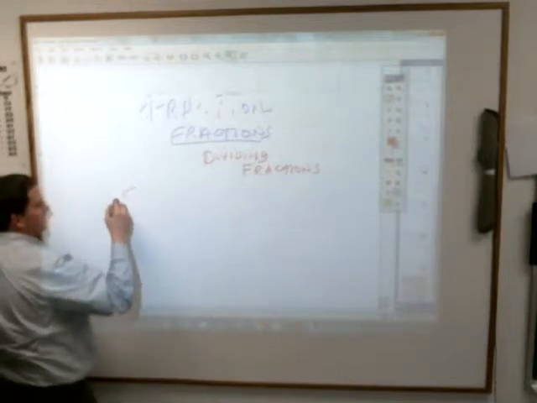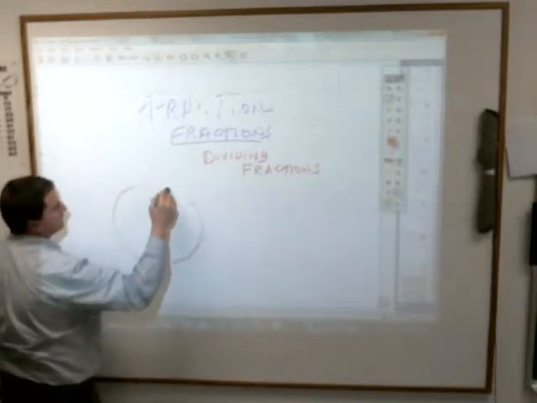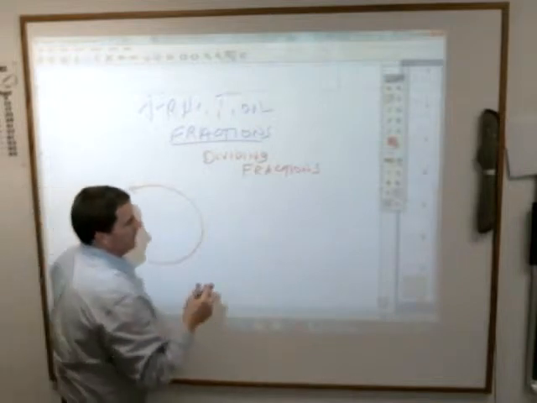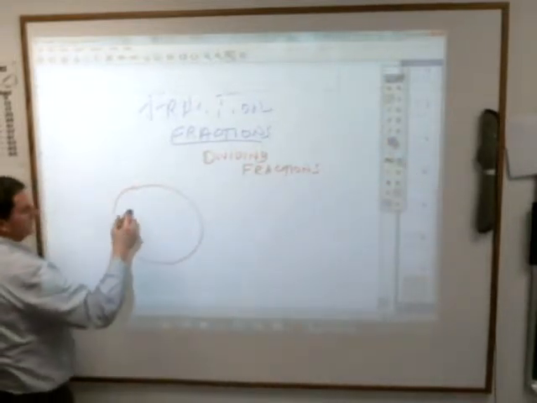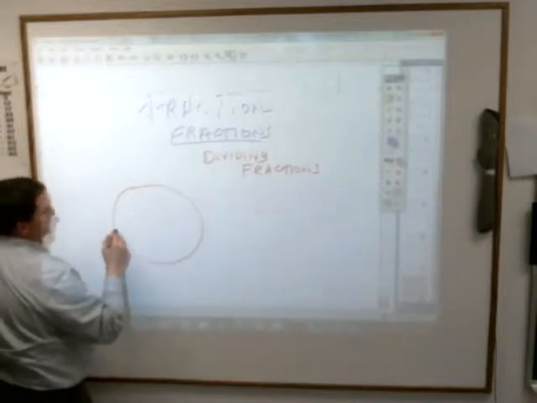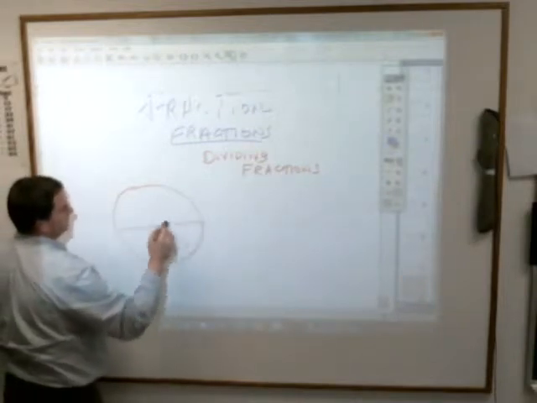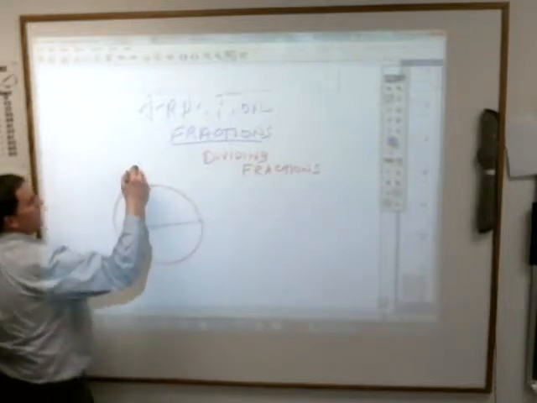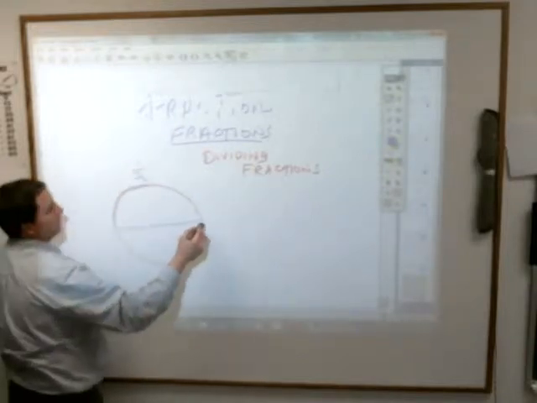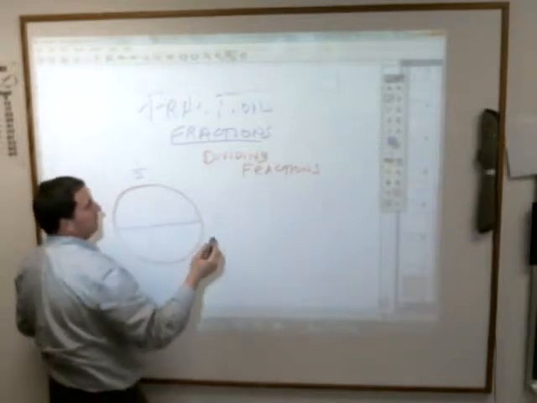But let's say this. I'm going to start off with a circle. And I am going to cut it. Let's say I have half a circle. So here's my 1/2. And I'm going to divide it by 1/8.